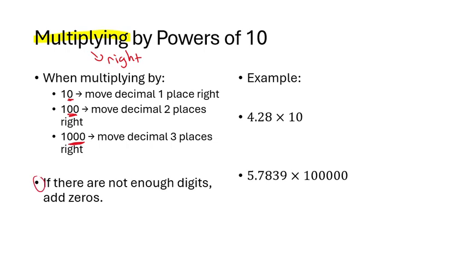Now, this last stop point here, this is mainly for when you run out of space, but if there are not enough digits, you just add the zeros. So some examples here, 4.28 times 10. As you can see here, there's 1 zero. So find where the decimal point is. You're going to move it to the right one time. So it ends up being here. And what happens now is your answer is 1 decimal place over to the right from where it first started.